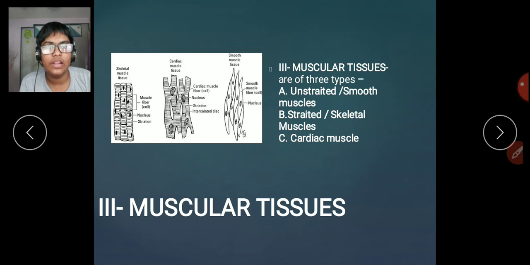Next is the muscular tissues. Muscular tissue are of three types: unstriated or smooth muscles, striated or skeletal muscles, and the cardiac muscles, which are a mixture of both of them.